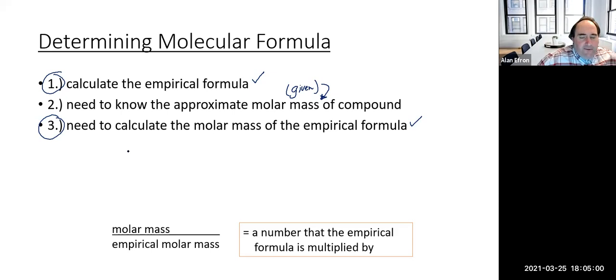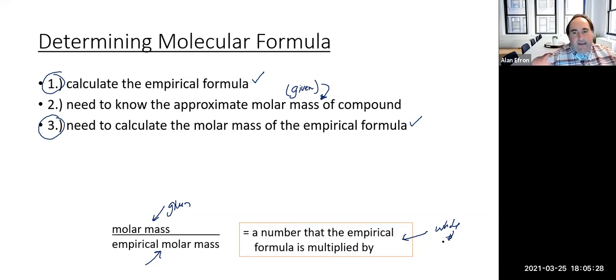And what do you do with those numbers? Well, you take the molar mass of the compound that was given to you. You take the molar mass of the empirical formula that you calculated, and it will give you a number. I will say usually this number is a whole number, or pretty close to a whole number. If it's not a whole number, out of all the places, this is a place where you probably could round to the nearest number.